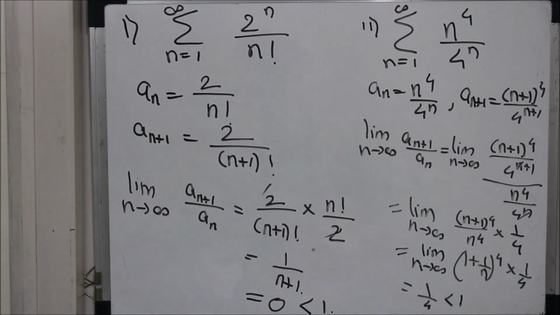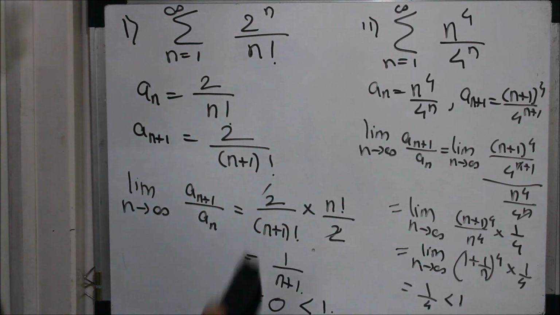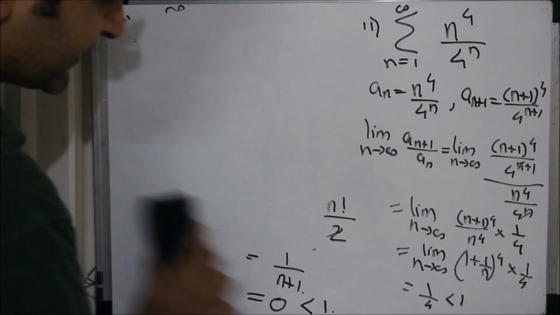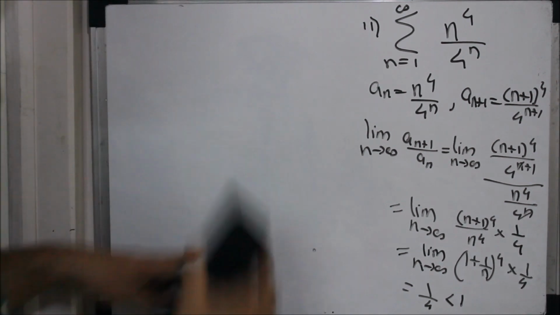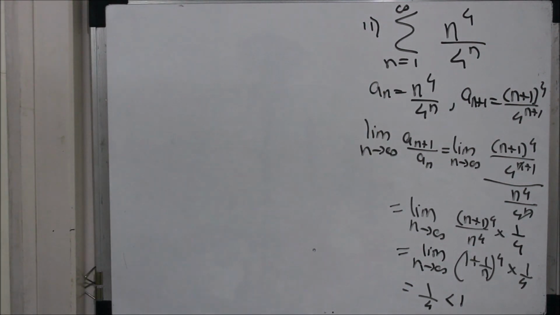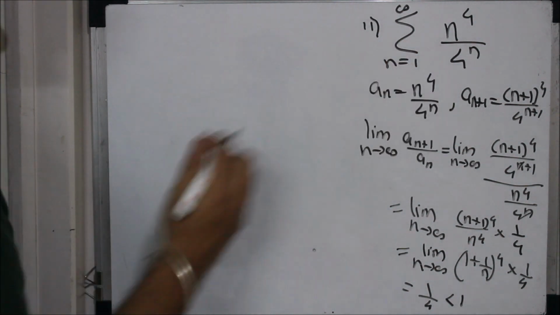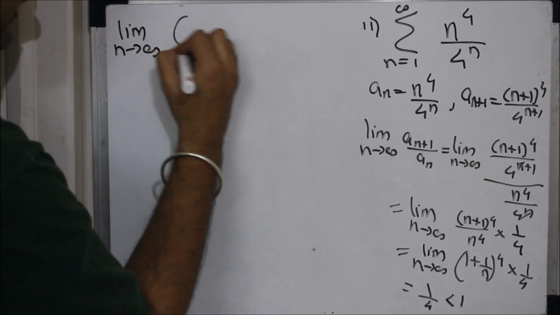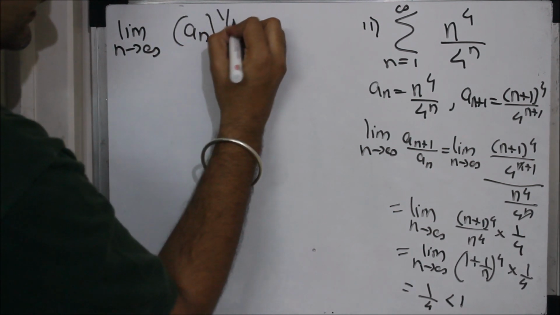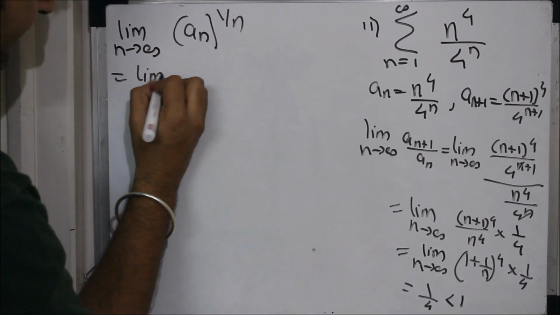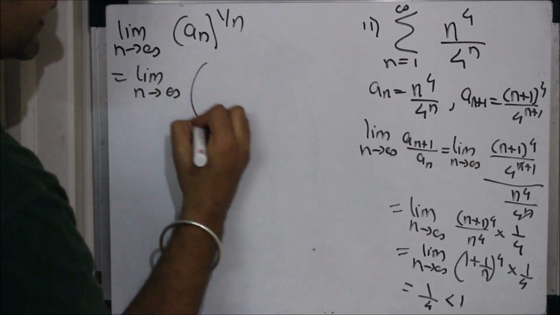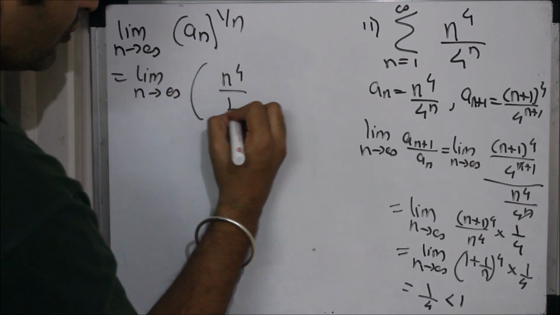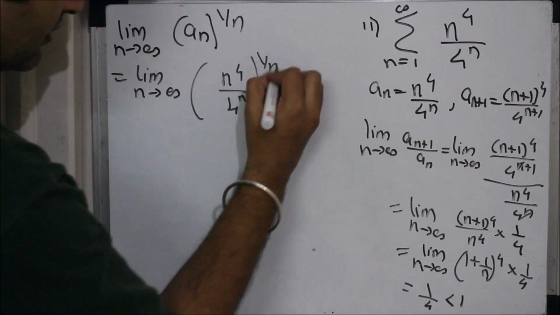So this is how a ratio test helps us to solve the problems. Actually it's not compulsory that you have to use ratio test. For this example, even root test will help you. So how does root test help you? If I want to solve this example by root test, you take limit n going to infinity, nth root of an, which is nothing but limit n going to infinity. What is nth root of an? N raised to 4 upon 4 raised to n, raised to 1 by n.